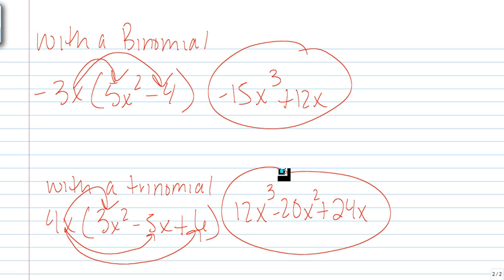So make sure when you're multiplying by a monomial, if you are having a binomial or a trinomial, you're going to distribute your terms. And make sure when you're doing this, you're going to add your exponents together.